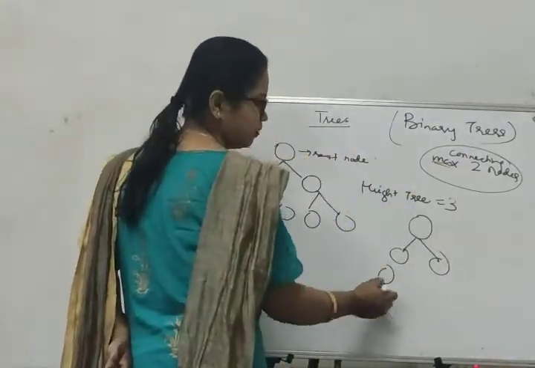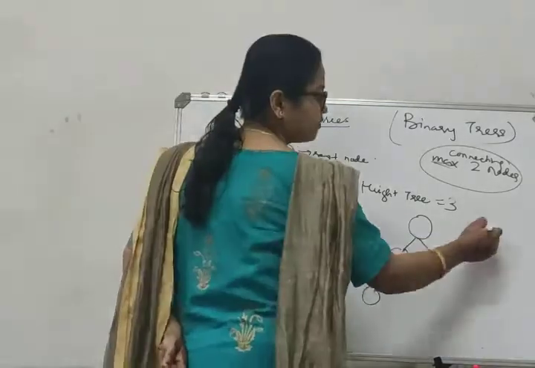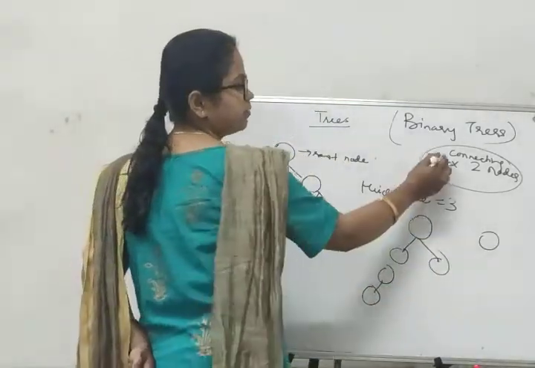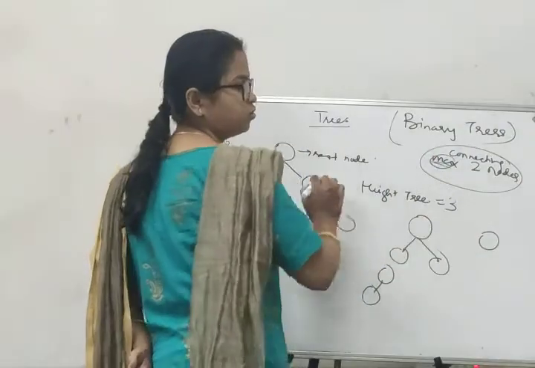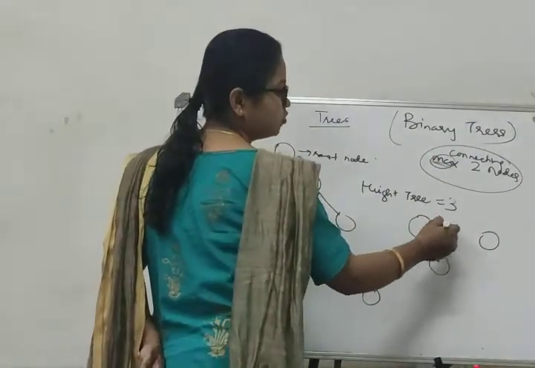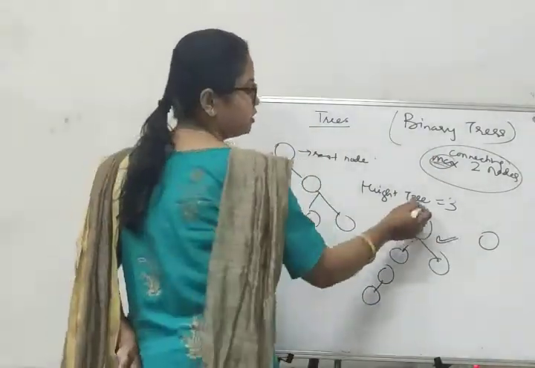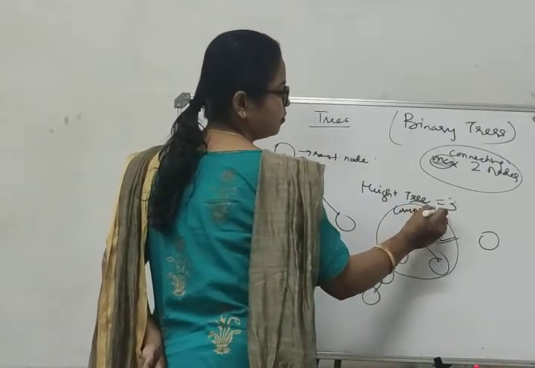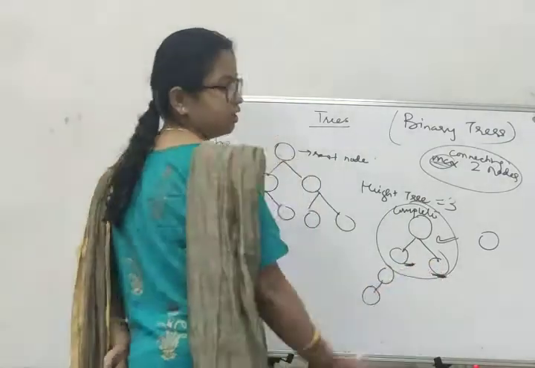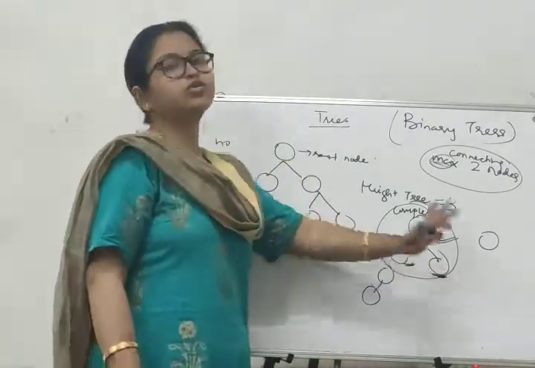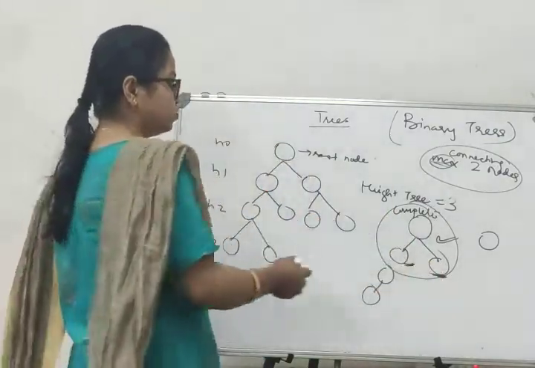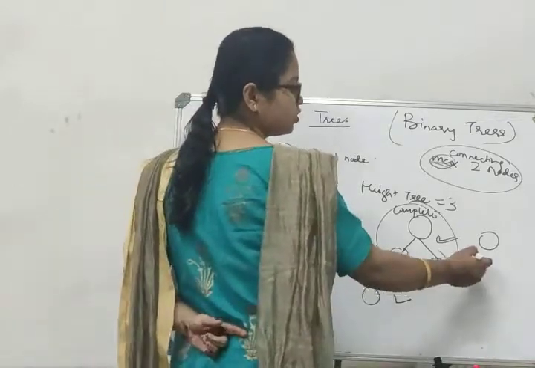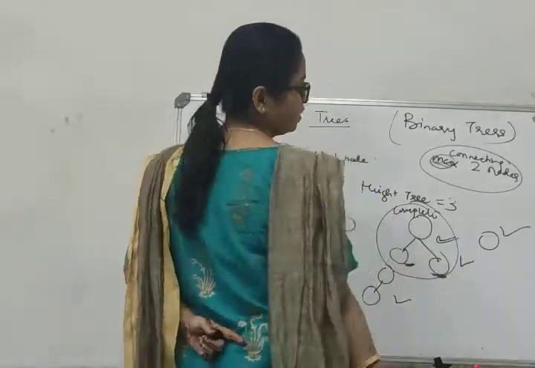So we can have either 1 or 2 nodes. So this is a valid binary tree. This is a valid binary tree because it has a maximum of 2 nodes. Minimum you can have 0 nodes as well. This is also a binary tree, but this we call a complete binary tree. Why complete? Because it has exactly 2 nodes connected to it. So this is also a valid binary tree. This is also a valid binary tree.